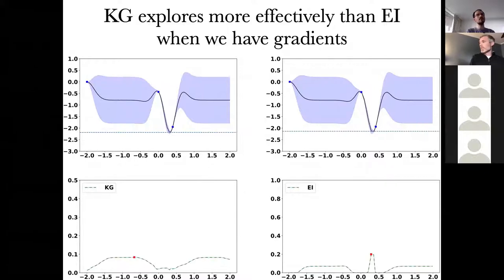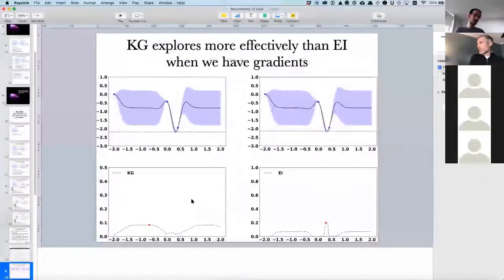So on the left here, you see the posterior and the acquisition function under the knowledge gradient method. And on the right, you see the posterior and the acquisition function under expected improvement. I'm going to start them from the same place. And what you're going to see is that knowledge gradient is much more aggressive about exploring than expected improvement, right?